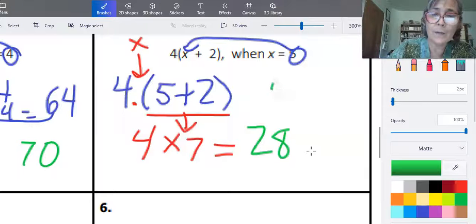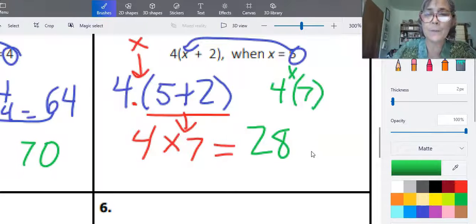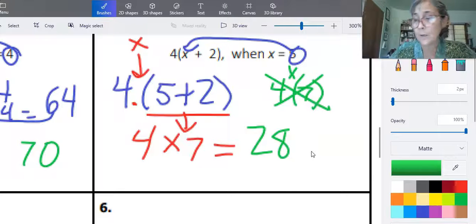I guess you could write it like this, 4 parentheses 7. And that would also mean times, but we don't do that. We only use the parentheses when we've got another little problem inside a problem to solve. So we don't do that. We just put the times in. All right.